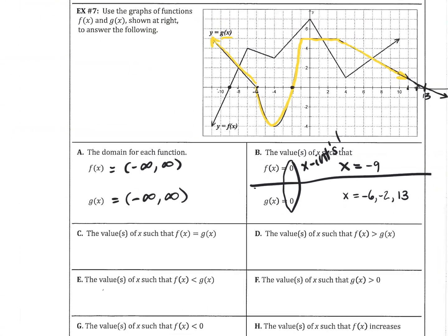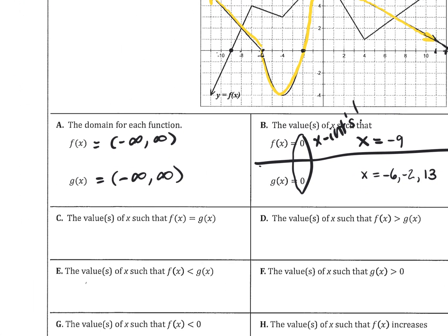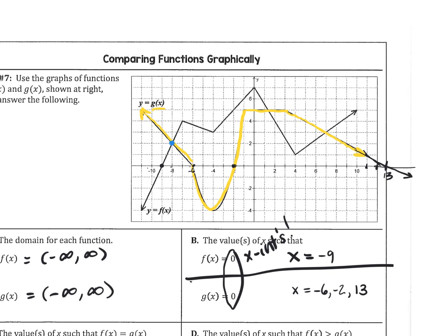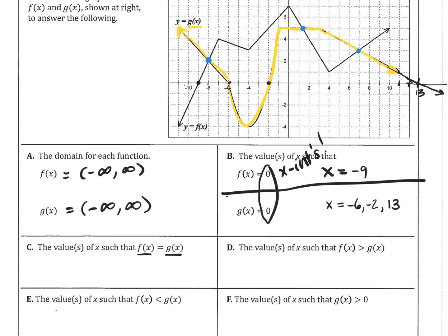All right, so let's look at the next one. Where are the values of x such that f of x is equal to g of x? Now, we just talked about comparing. Where are these two functions going to be equal? Where they what? Where they cross. So where do these two functions cross? They cross here, they cross here, and they cross here. So we need to figure out those 3 points. So where are those? Where's this first point at? Where's this guy? Yep. -8, +2.